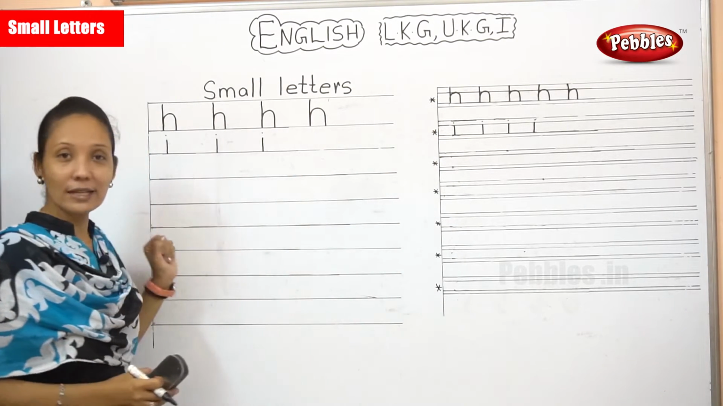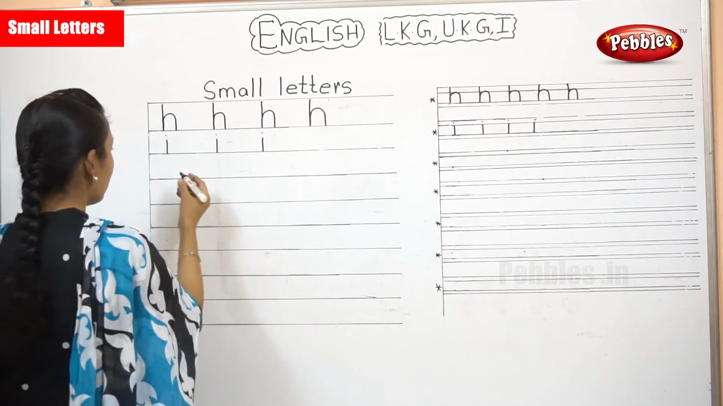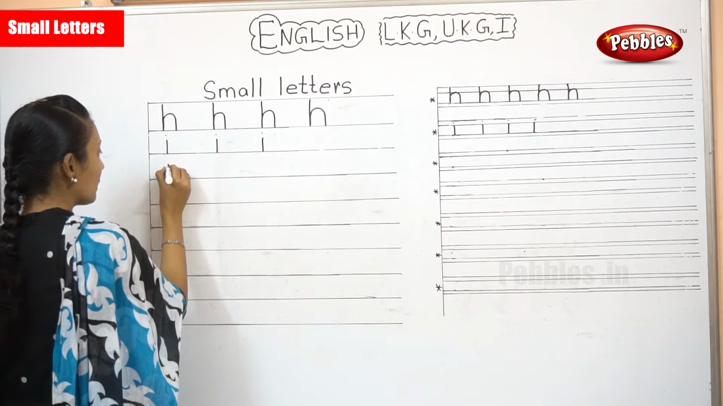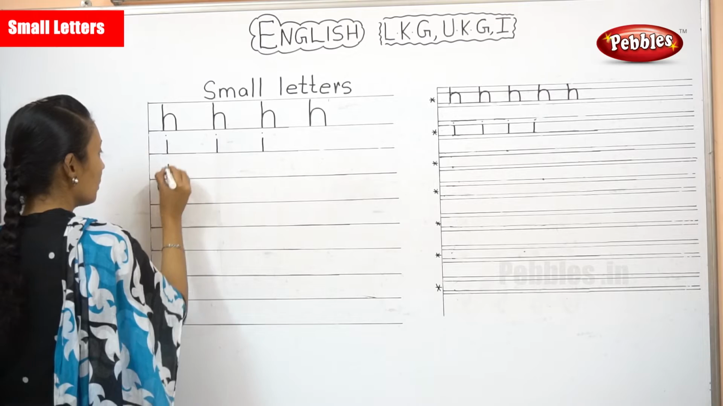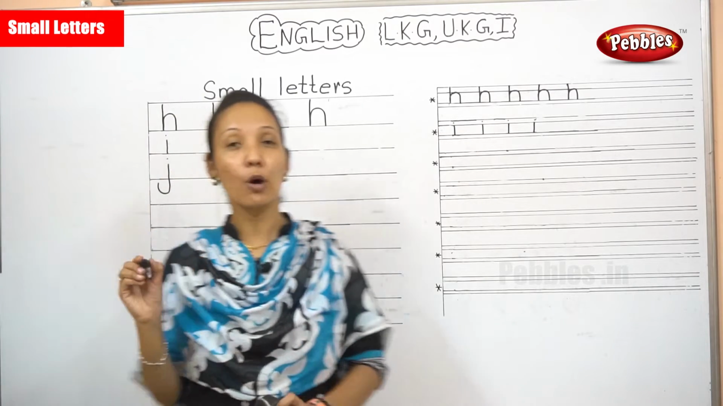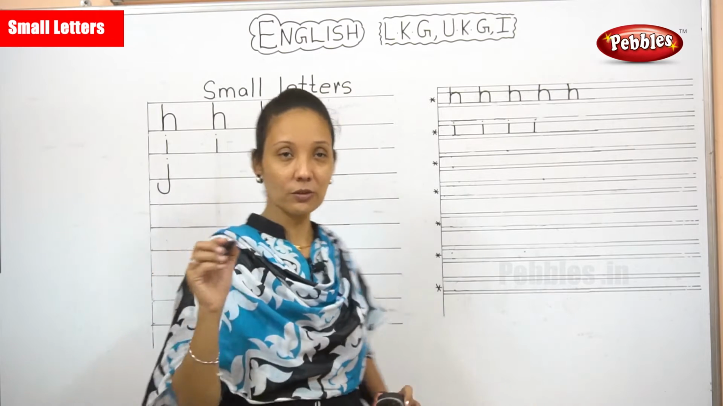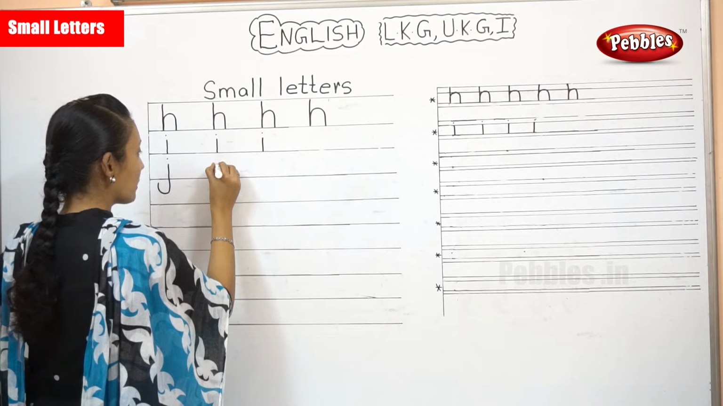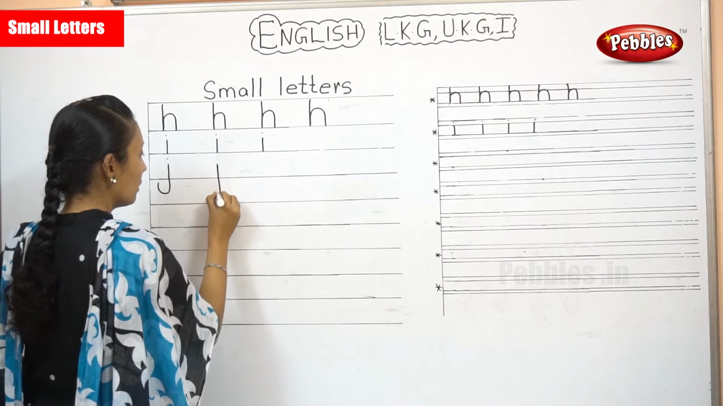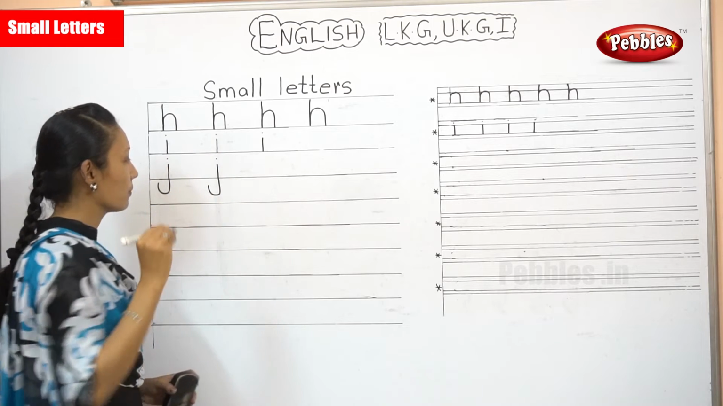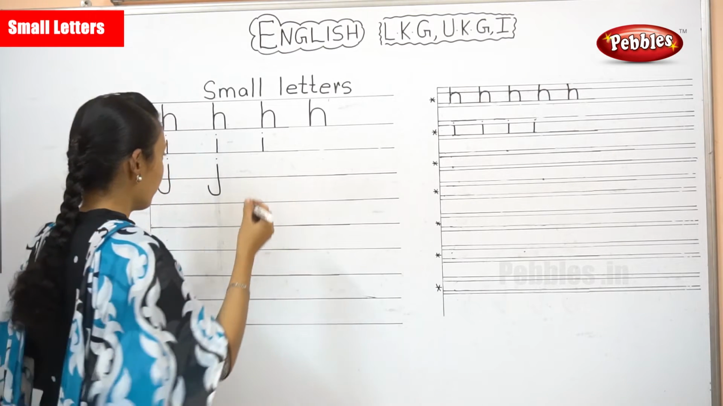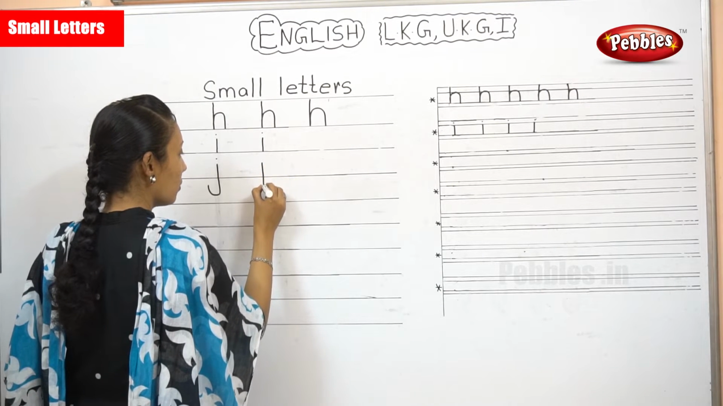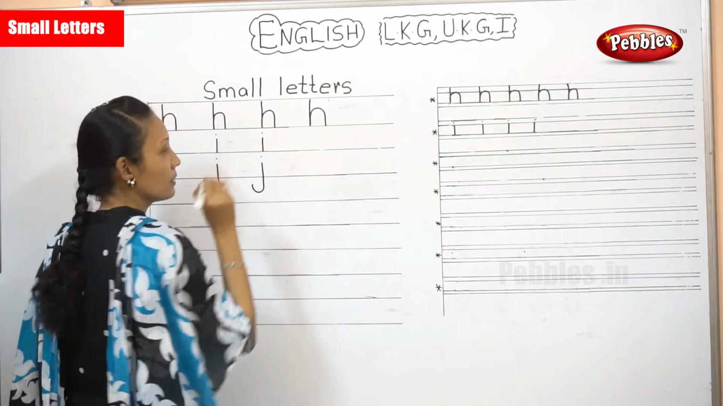Now after i, what's your next alphabet? Alright, your next alphabet is J. You start with your standing line, come down and a curve and a dot. This is called small j. Okay children, small j, now you start a standing line, come down, and a curve, and a dot. Again, a standing line, come down, a curve, and a dot.